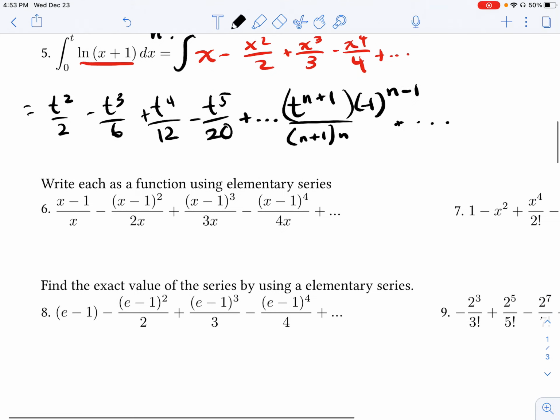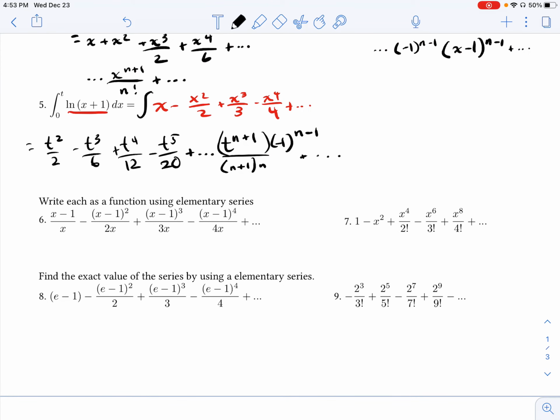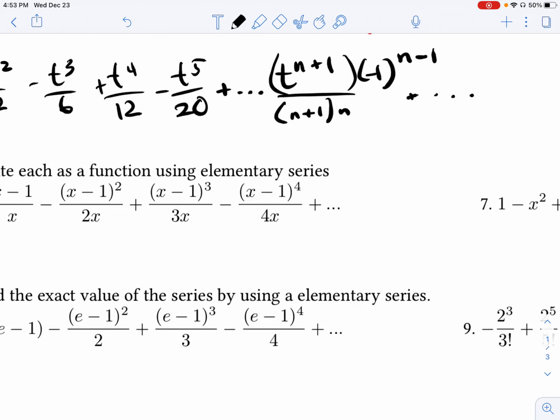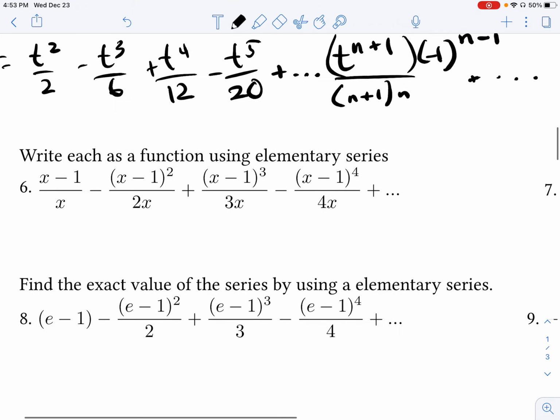All right. The next couple here, I will do numbers 6 and 8 and give you a chance to try the other ones on your own. So now let's do the reverse process. Let's take a look at this series that we're given here, and let's see if we can come up with a function that represents it.